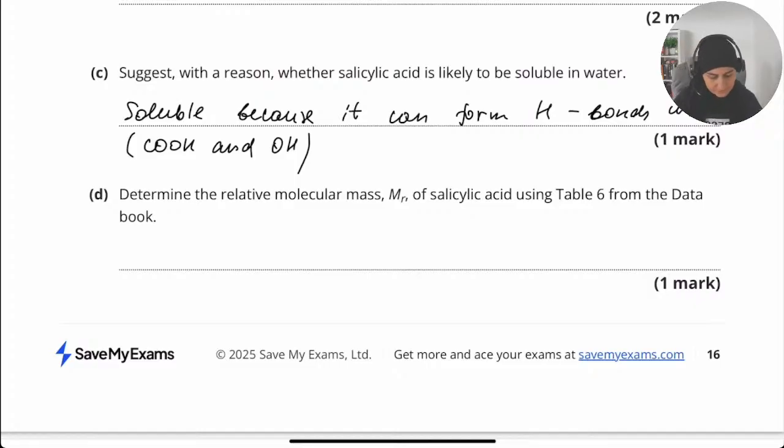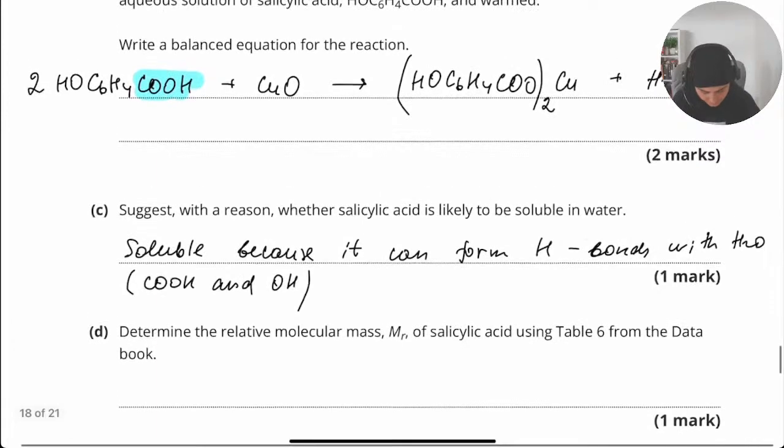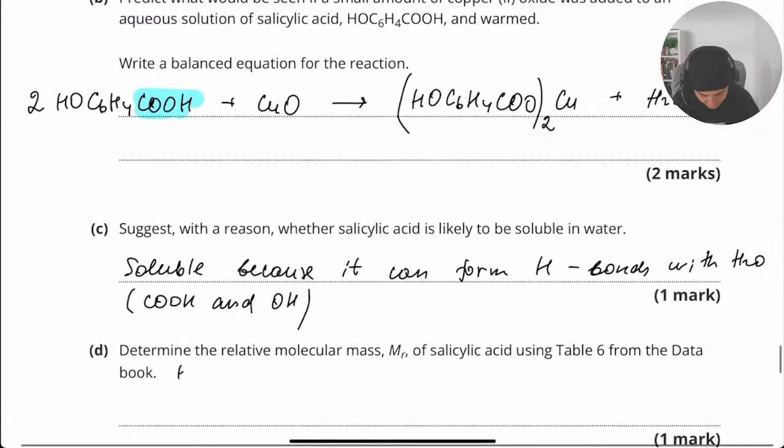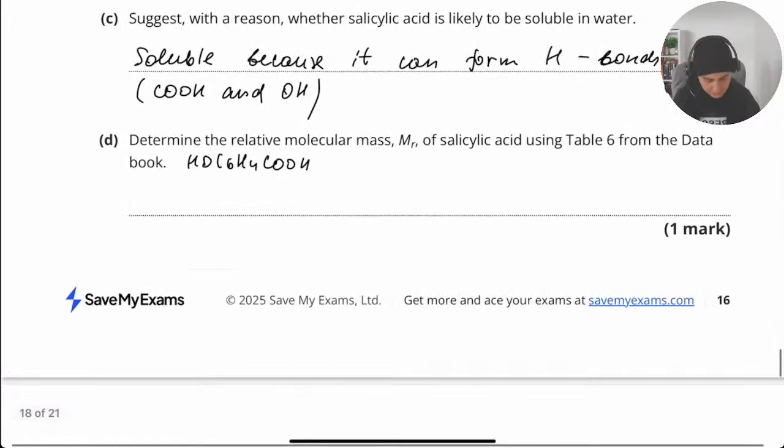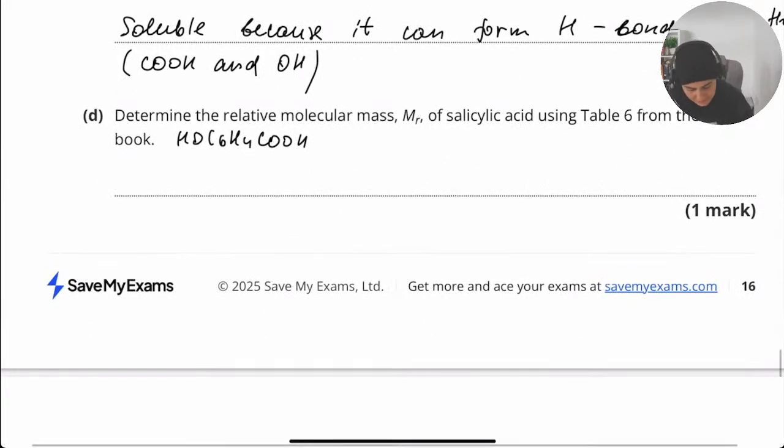determine the relative molecular mass of salicylic acid using table 6. That's just Mr, so, okay, the formula was HOC6H4COOH. Okay, so let's calculate it from the periodic table. Hydrogen, well, I'll just show it just in case.